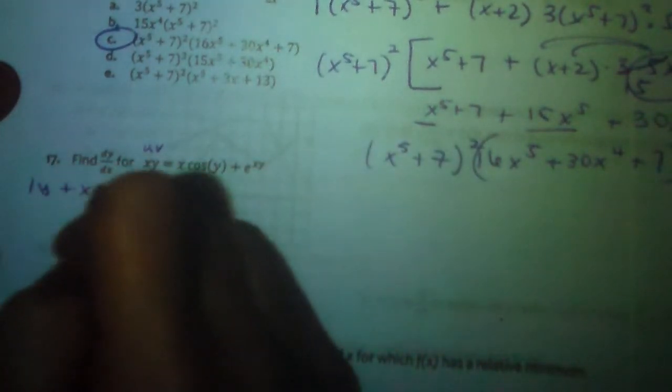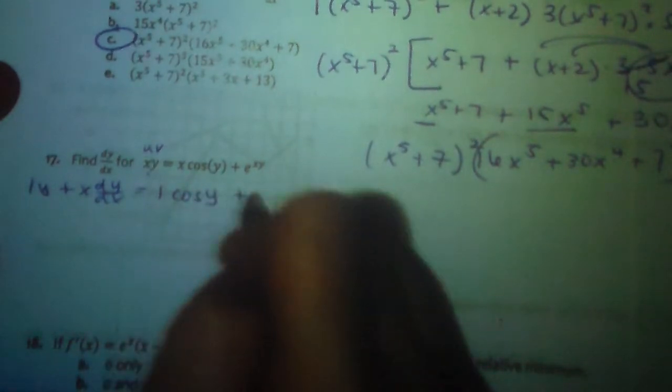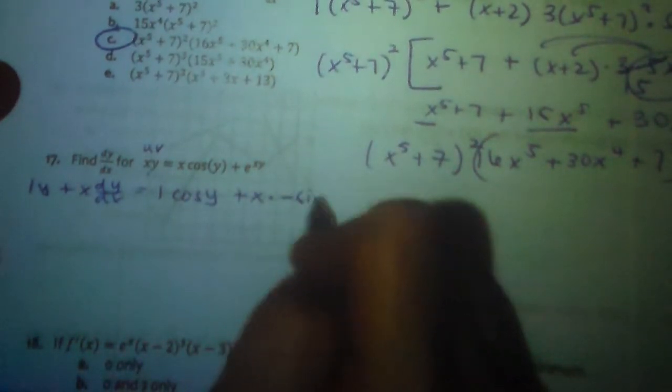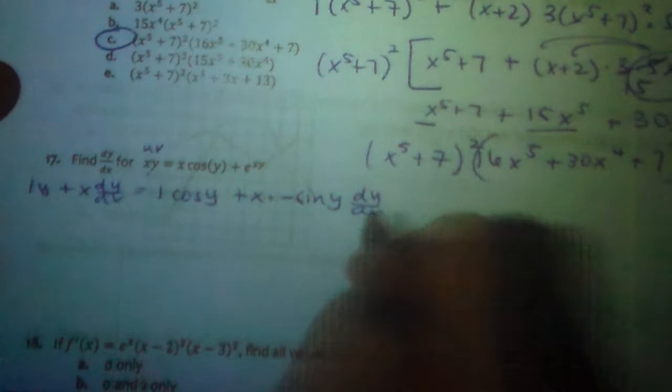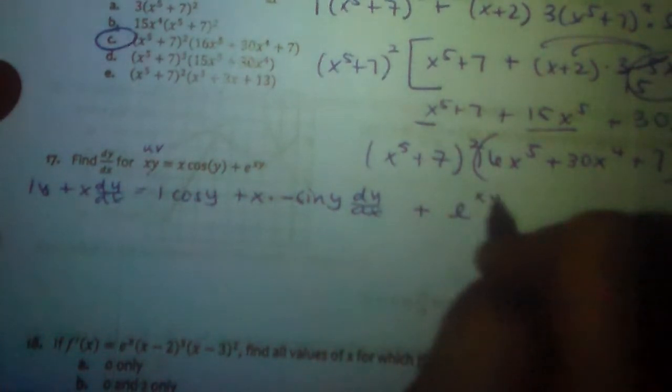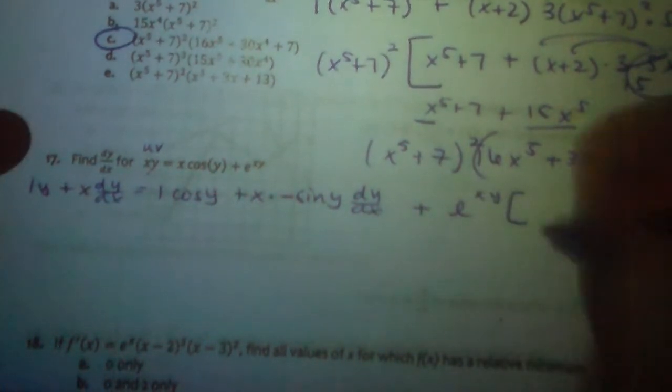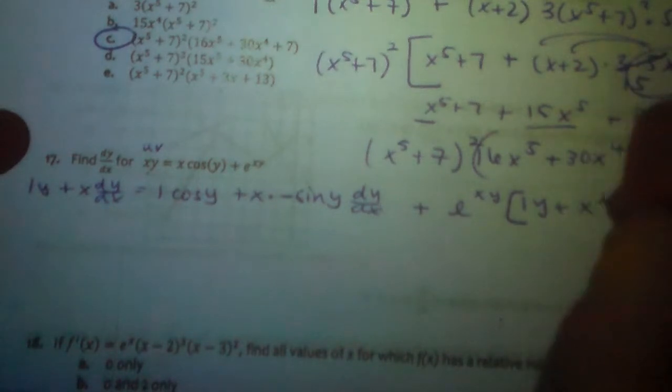Finding dy dx, we're using implicit differentiation here. This is product rule, like your u and your v. So 1y plus x dy dx equals 1 cosine of y plus x times negative sine of y dy dx plus derivative of e to the xy is e to the xy, but then you need a multiplier on the inside, 1y plus x dy dx using product rule. Oh, this is a nasty one.